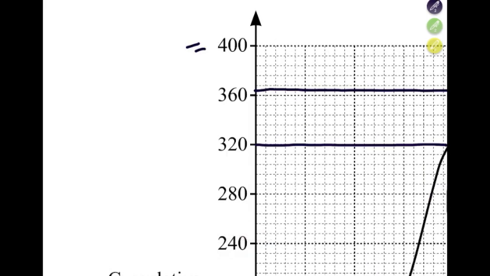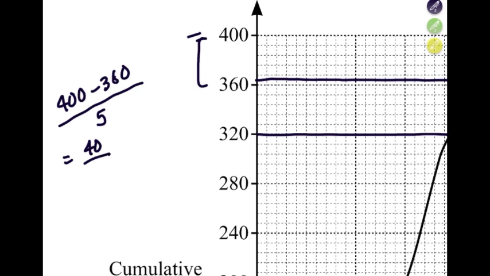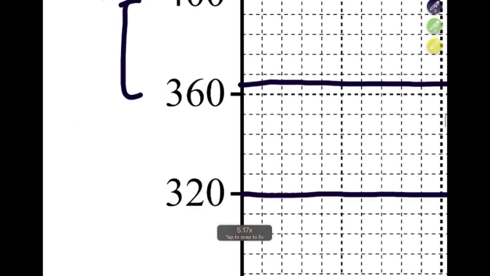Now, if you don't know what's the increment for each block, what you can do is subtract the difference between the two. 400 minus 360 divided by the number of blocks, and we have 5 blocks here. So this is 40 divided by 5, which is 8. That means each block has a value of 8. So since this is half of 8, this is 4. This is going to be 364.